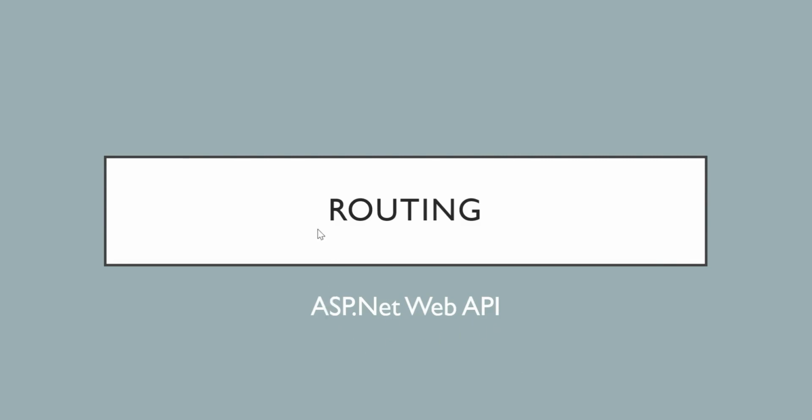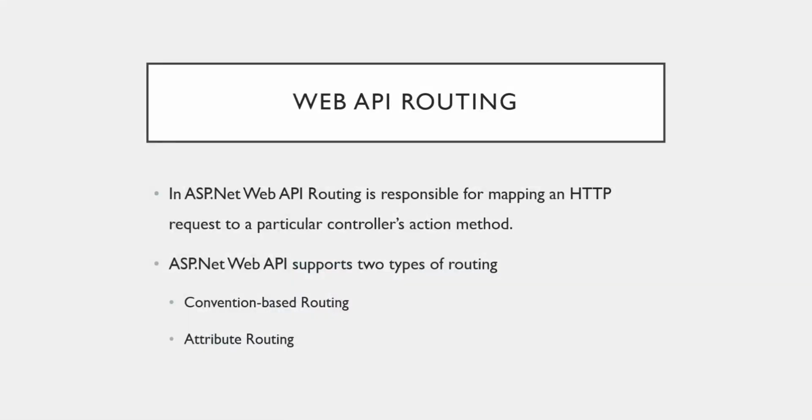So in this video, we are going to see the new concept, that is routing. So let us understand it in detail. First of all, we'll see what is routing. In ASP.NET Web API, routing is responsible for mapping your incoming HTTP request to a particular controller's action method. ASP.NET Web API supports two types of routing. First one is convention based routing and another one is attribute routing.